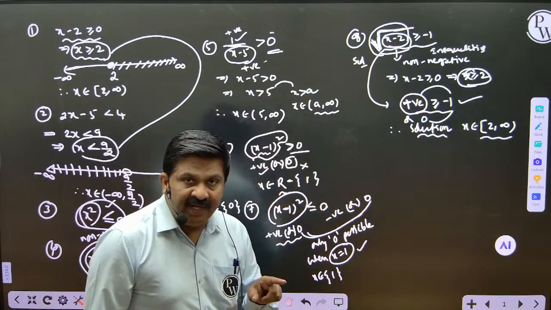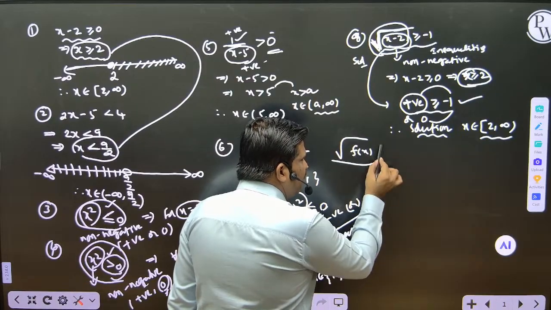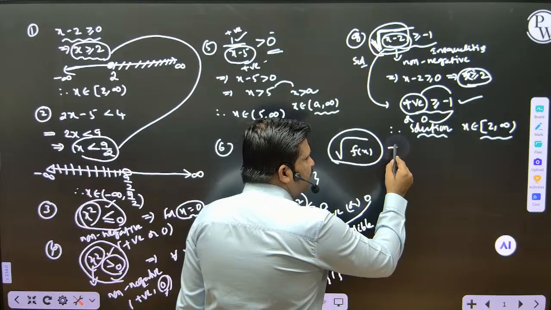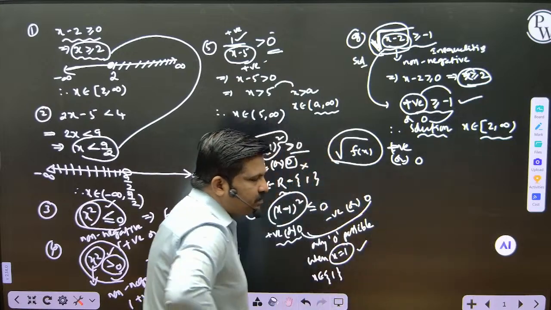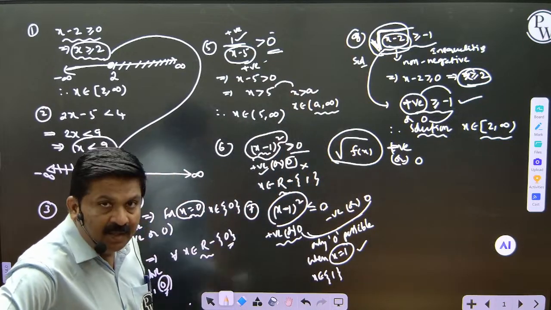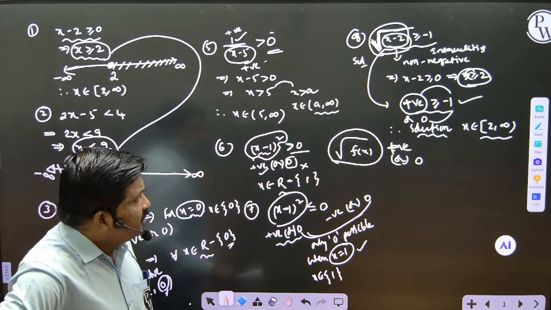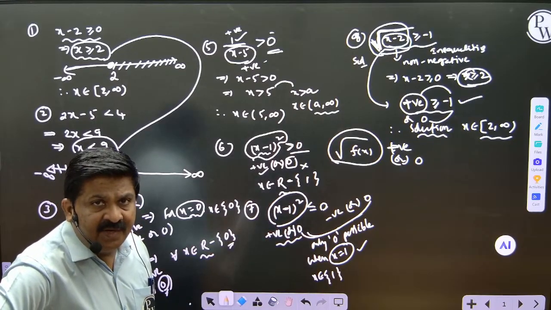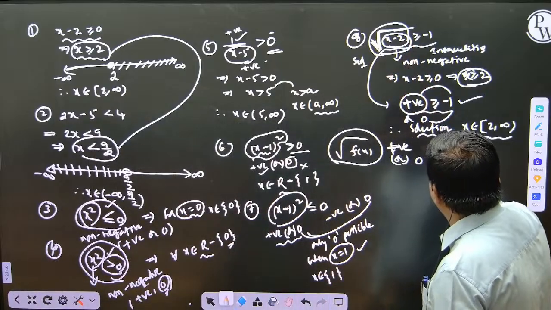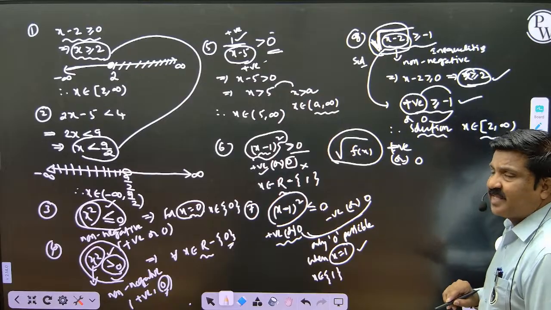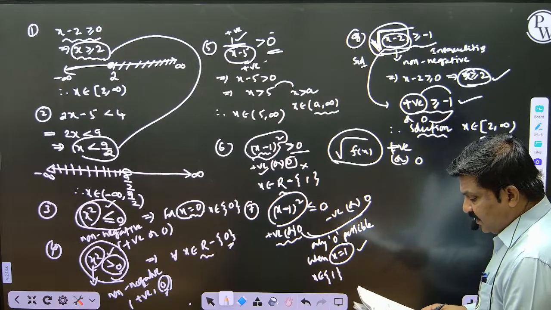Same as the square root of f of x, this is always positive or 0, right? Positive values are greater than negative, and 0 is also greater than negative. So this holds. This inequality holds for every value of x greater than or equal to 2. That's why its solution is x greater than or equal to 2.